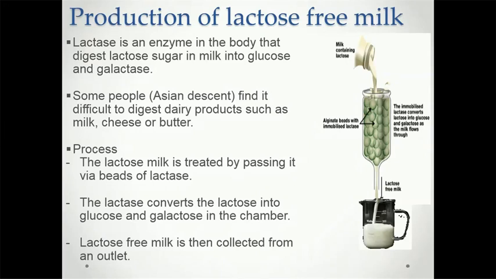The process involves that the lactose milk is treated by passing it through beads of lactase. Lactase is the enzyme that can convert lactose to glucose and galactose. Now, the lactase can convert the lactose into glucose and galactose in this chamber. And then what happens is that the lactose-free milk is formed, and so it's collected from an outlet and then packaged and sold or used directly.